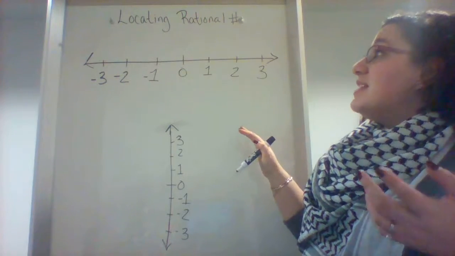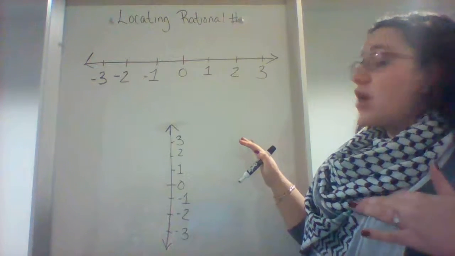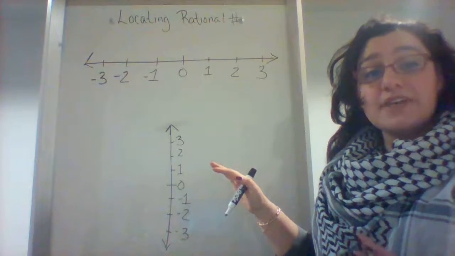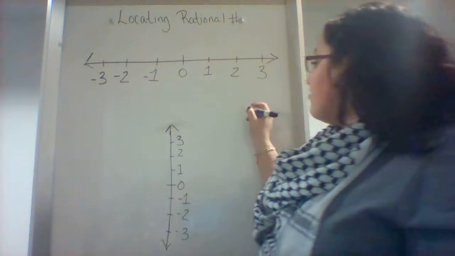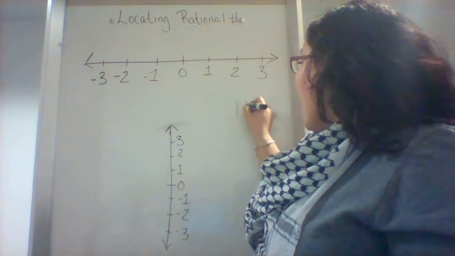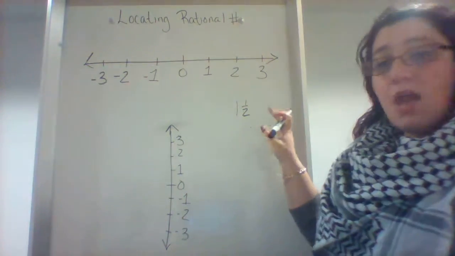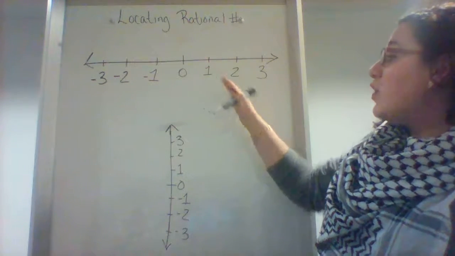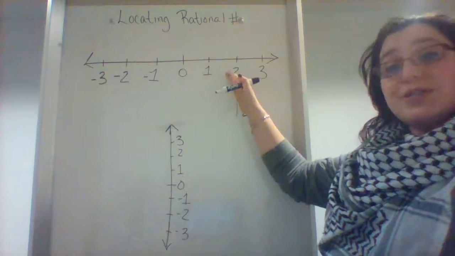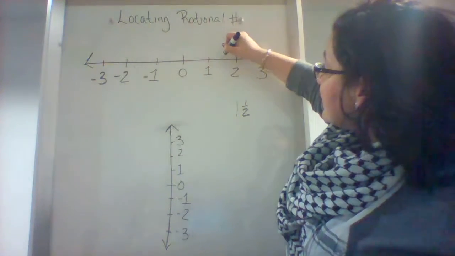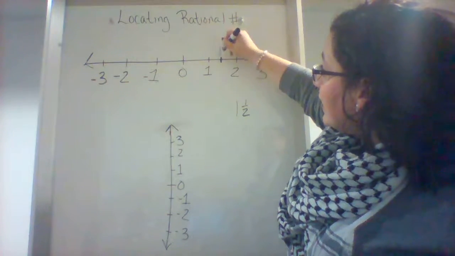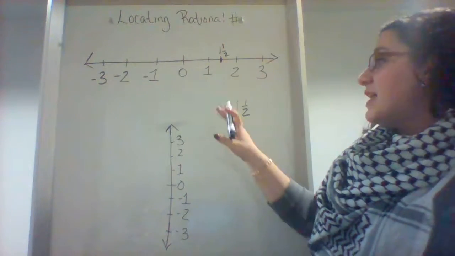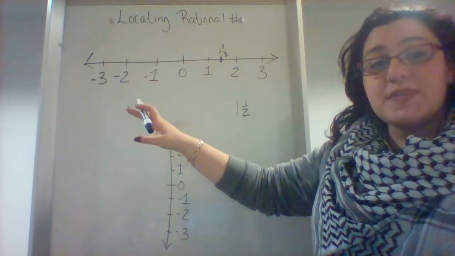Now you would find integers on a number line for the negatives the same way that you would for the positives. So for example, if I wanted to find the number 1.5 on a number line, this is a positive 1.5, so I know 1.5 is going to be between 1 and 2. So 1.5 is going to sit right here. This would be 1.5.